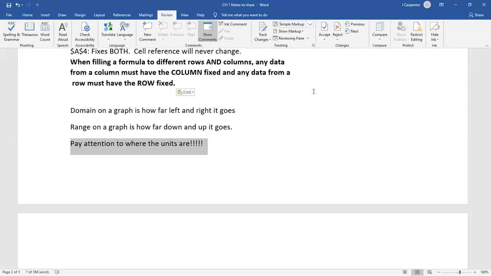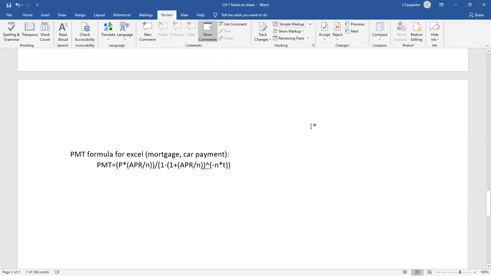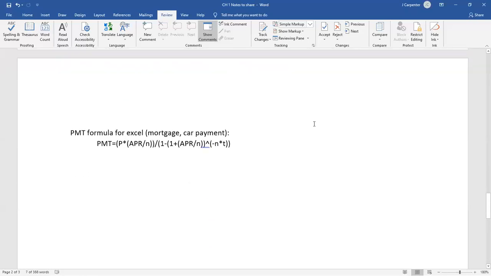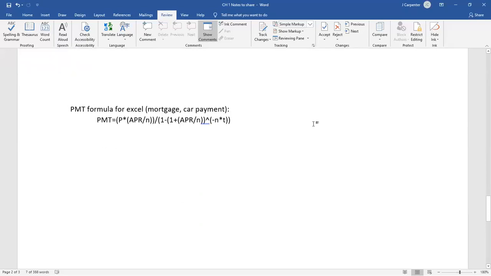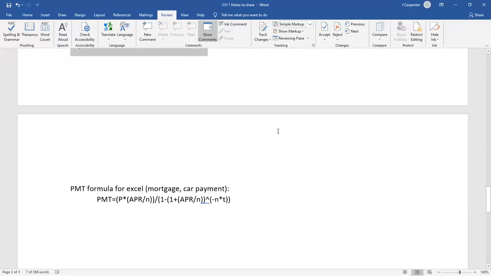So pay attention. Ask yourself, does it make sense? And pay attention. This right here, and I think this is the last bit in my little notes to share before we go on to the next guided worksheet.